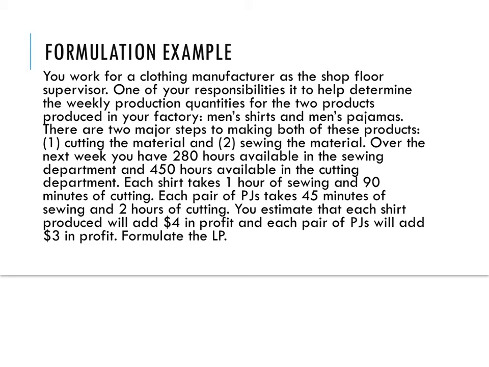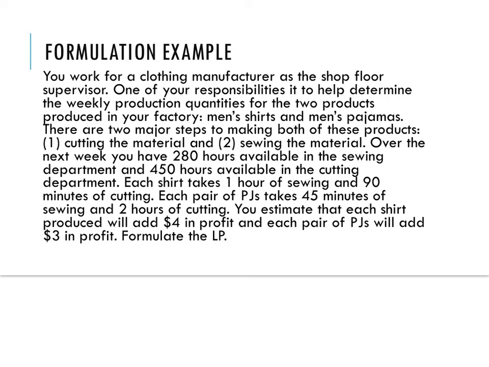Over the next week, you have 280 hours available in the sewing department and 450 hours available in the cutting department. Each shirt takes 1 hour of sewing and 90 minutes of cutting. Each pair of PJs takes 45 minutes of sewing and 2 hours of cutting. You estimate that each shirt produced will add $4 in profit, and each pair of PJs will add $3 in profit. Formulate the LP.